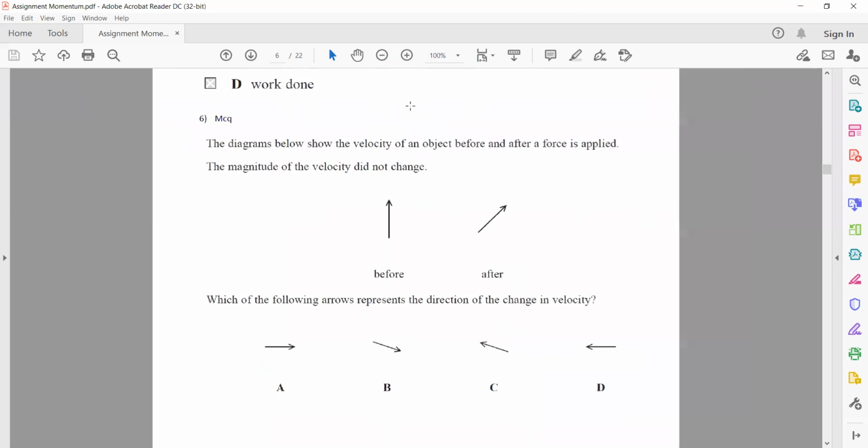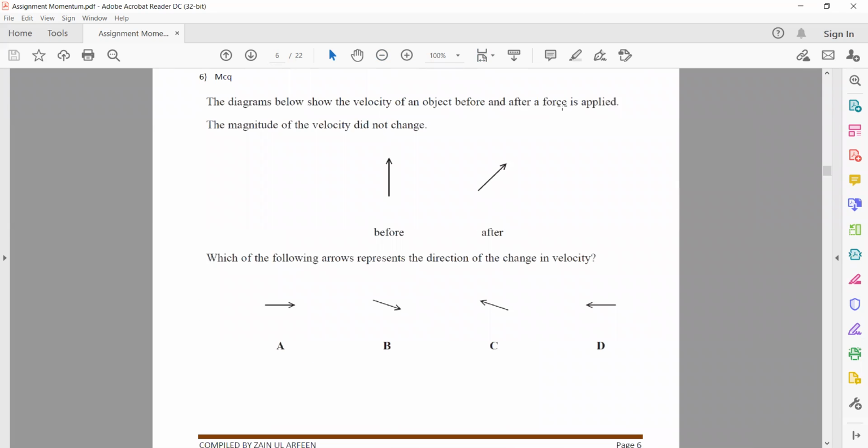In question 6, the diagram below shows the velocity of an object before and after a force is applied. The magnitude of velocity did not change. Which of the following arrows shows the change in velocity? So for change in velocity, we draw the first vector. If we are using the triangle method, then we draw the second vector from the tail of the first to the head of the last, and that will be the resultant.